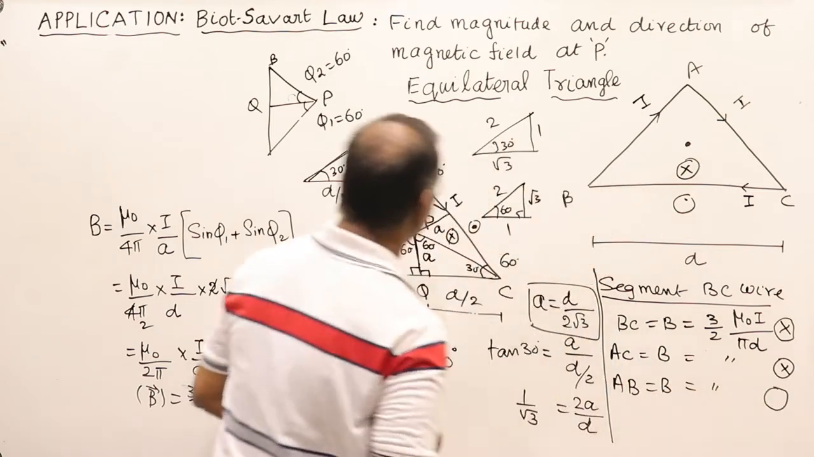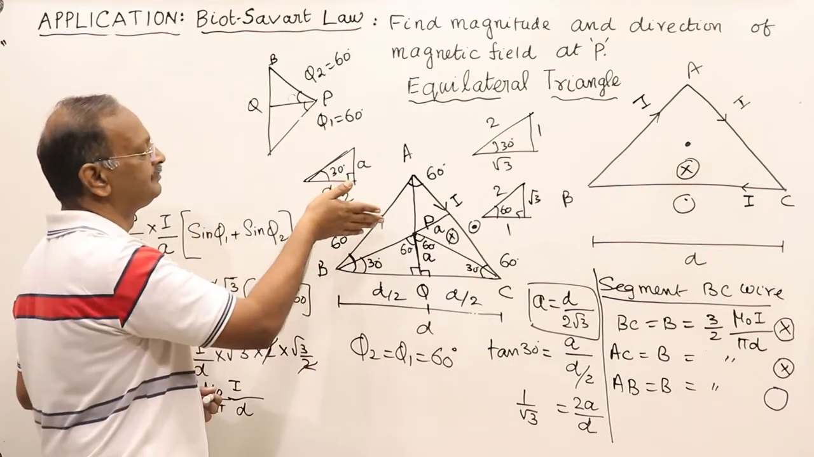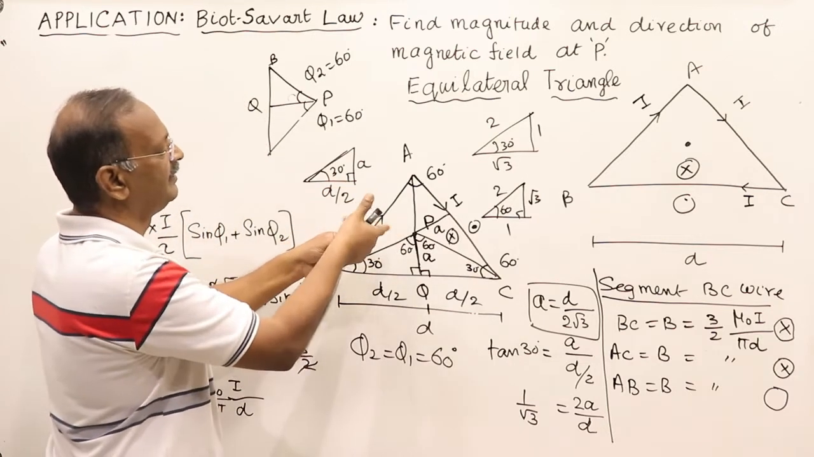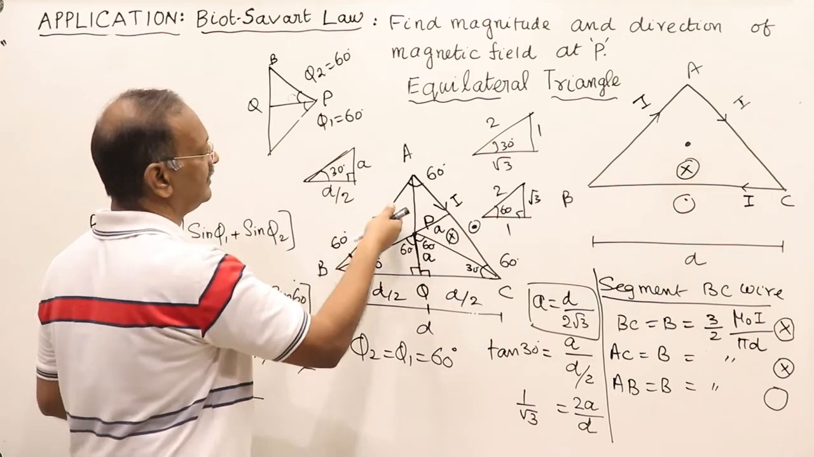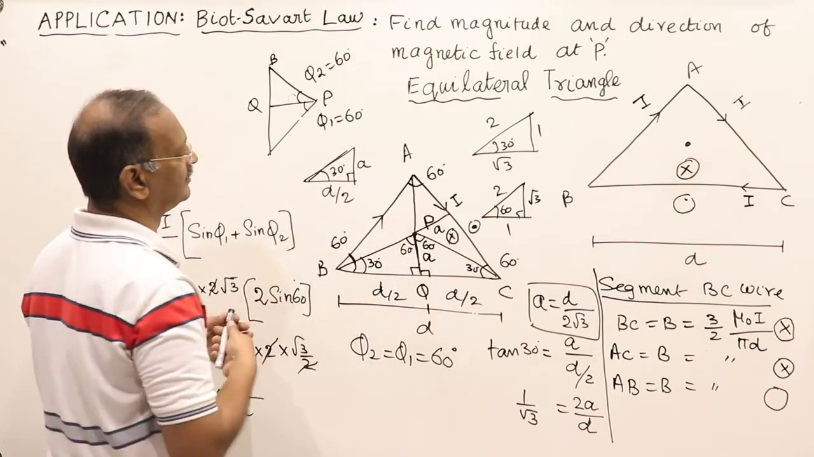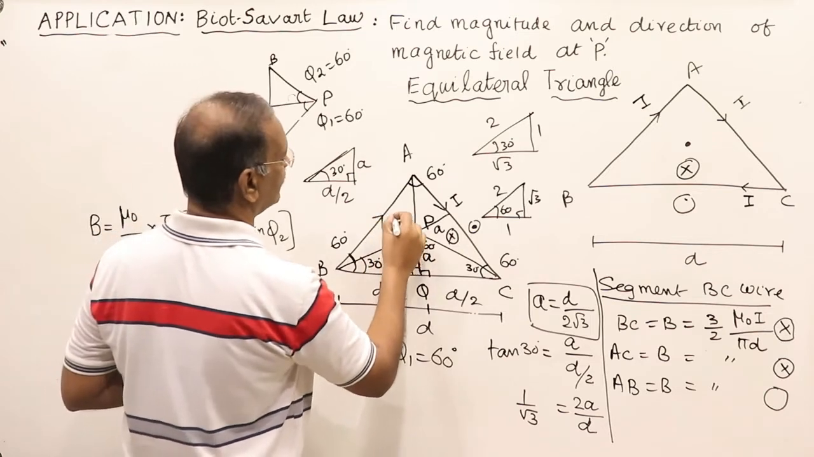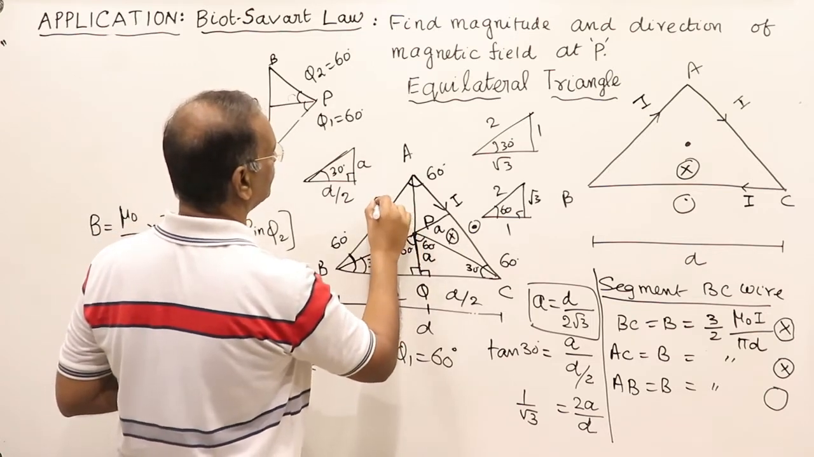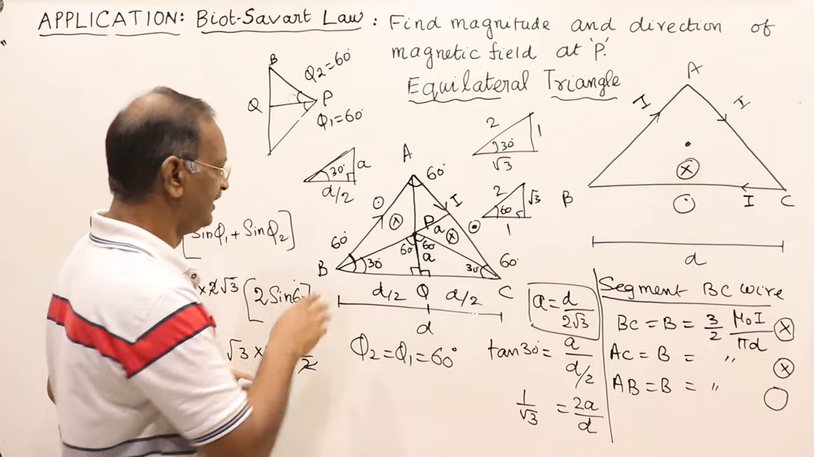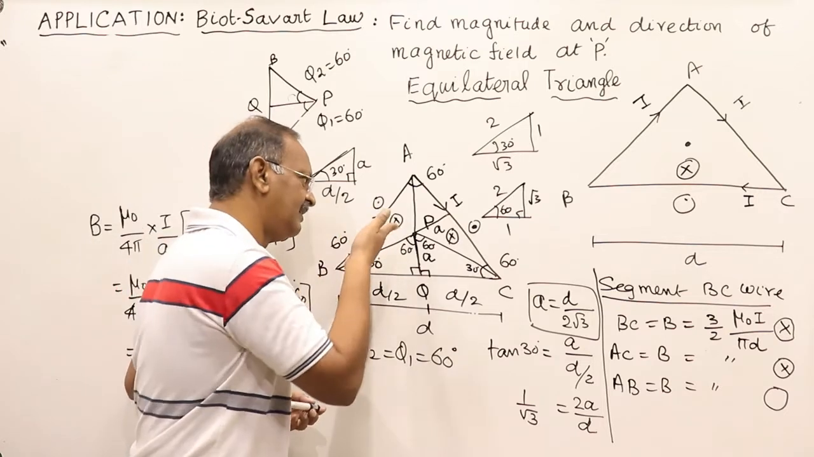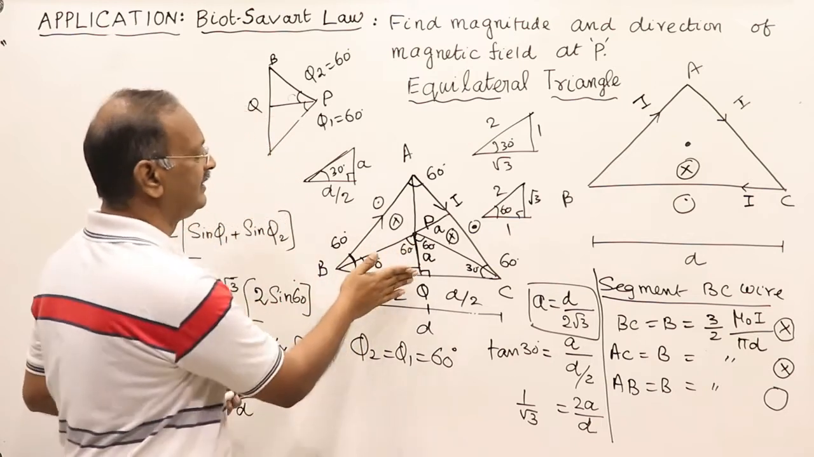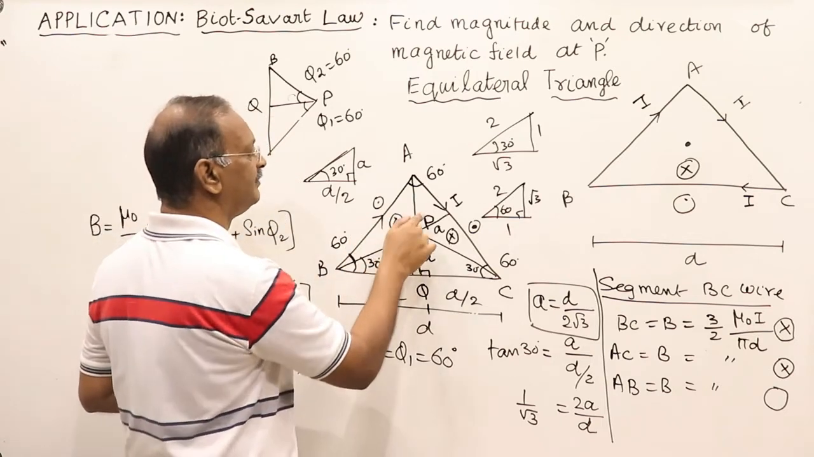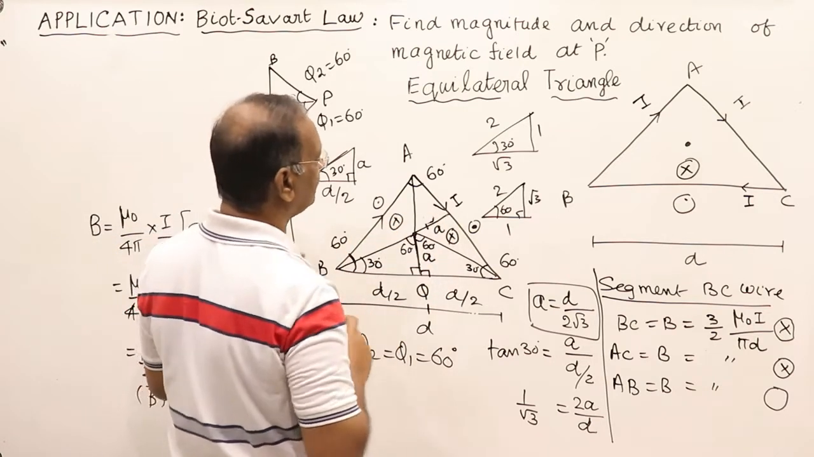And what about the direction? See, it is going like this. This is the conductor. We grip the thumb in the direction of current. So it is going inside here, and here it is coming out. Why is it going inside? Because on this side of the conductor the magnetic field is going inside, and the point P is on this side of the conductor.